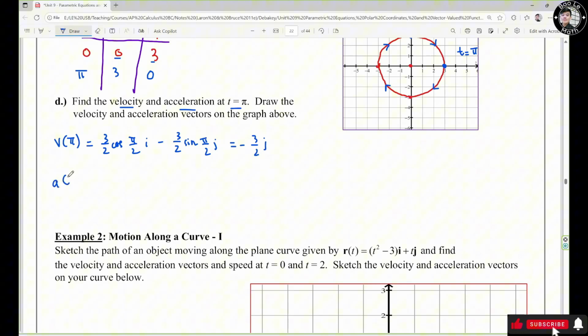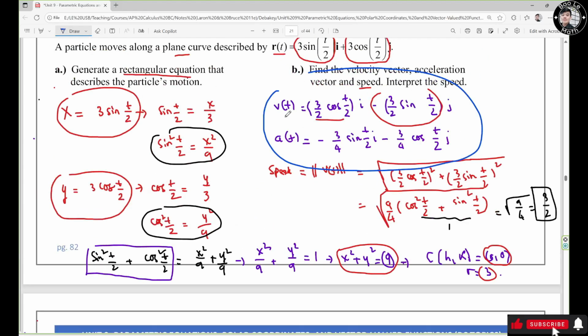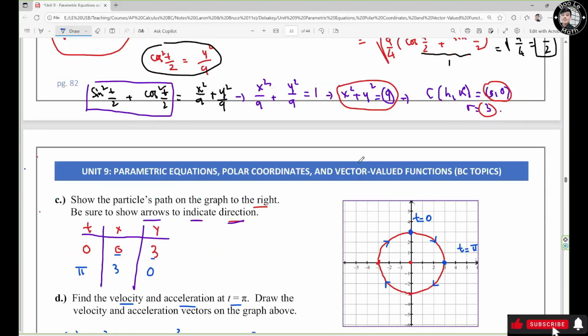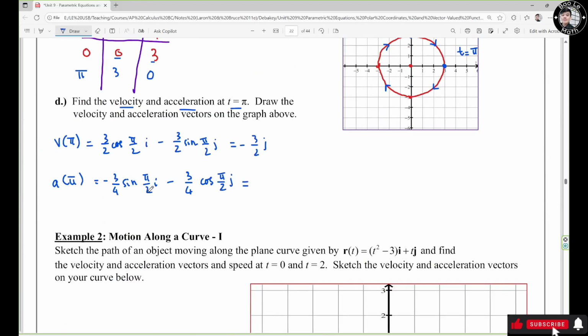Now a of pi. Substitute pi for t into this equation right here. You have negative 3 over 4 sine pi over 2 i minus 3 over 4 cosine pi over 2 j. Sine pi over 2 equals 1, so the first one is negative 3 over 4 i. Cosine pi over 2 equals 0, so this term turns out to be 0. Now we're going to get the velocity and acceleration vectors right here.